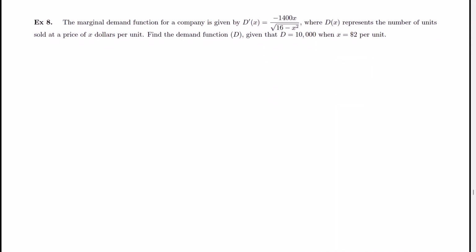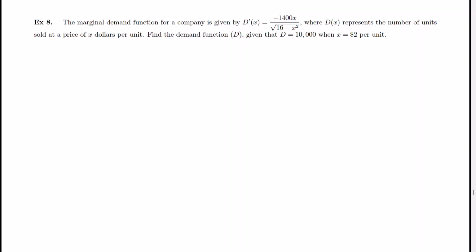Okay, in example 8, we're doing basically something similar. The difference here is that we're given a marginal demand function for a company, and it's written as d prime of x equal to that complicated expression, where d of x represents the number of units sold at a price of x dollars per unit. So they want us to find the demand function d, given that the demand is 10,000 when x, the price, is $2 per unit.